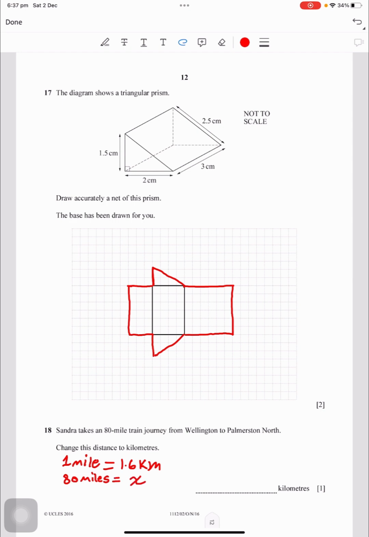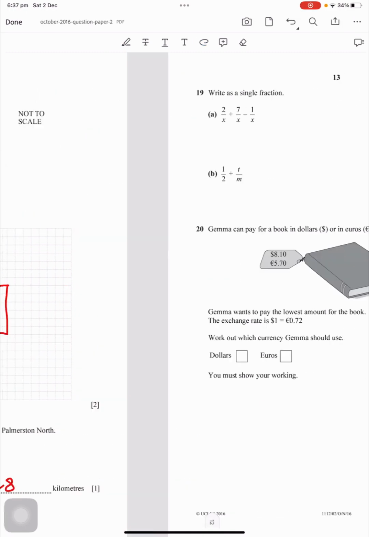So, x is equal to 80 times 1.6, which is equal to 128. So 128 is our answer. Now let's move on. Okay, next. Let me flip the page.